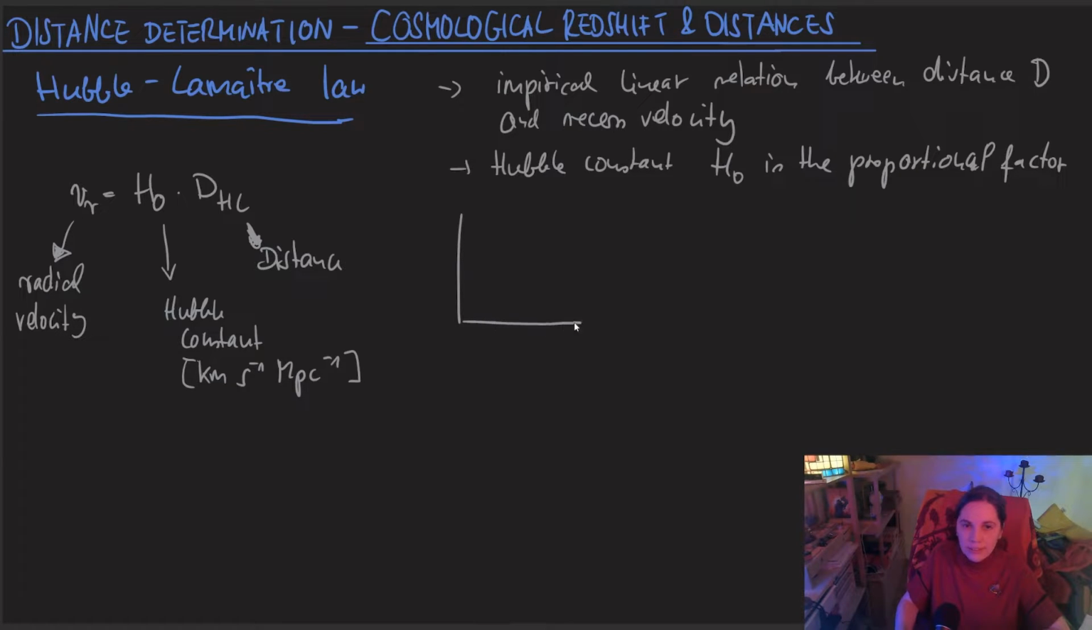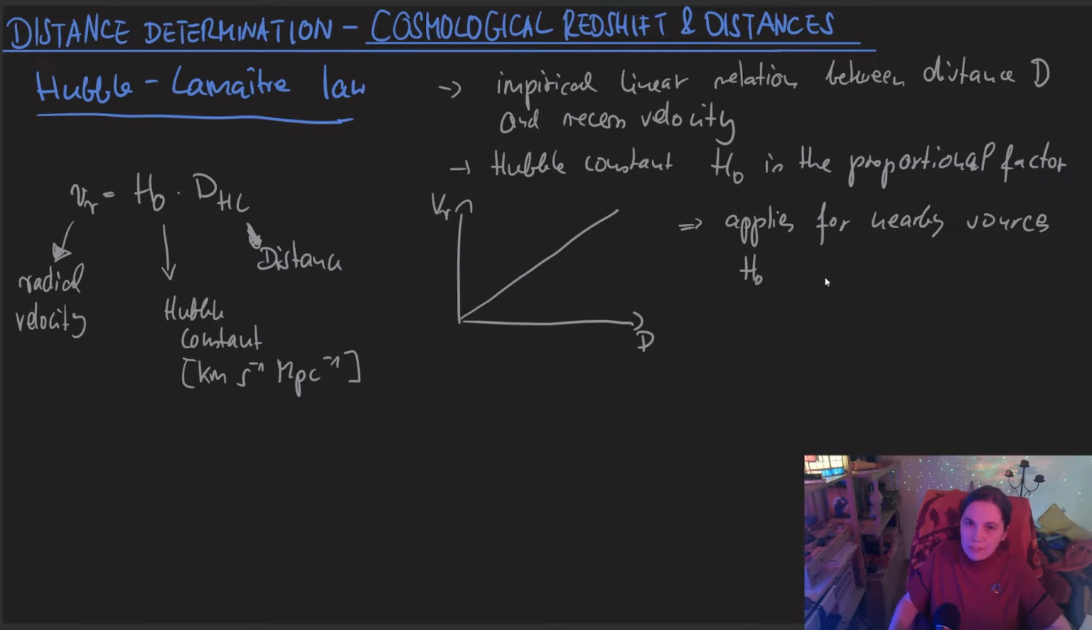When we talk about a linear relation, with distance on this axis and velocity here, it means the faster they move away from us, the farther away they are. That's a very simple relation, and this applies only for nearby sources. So basically the Hubble constant is the Hubble parameter at that time. We can use it for smaller distances because all the other distances start out in a linear way. So I want to draw this here.